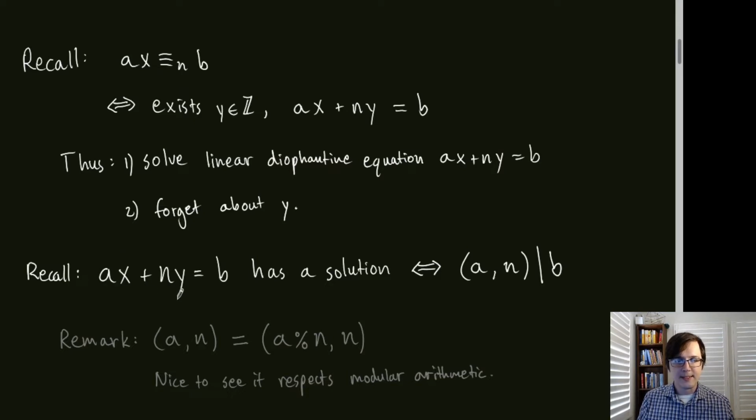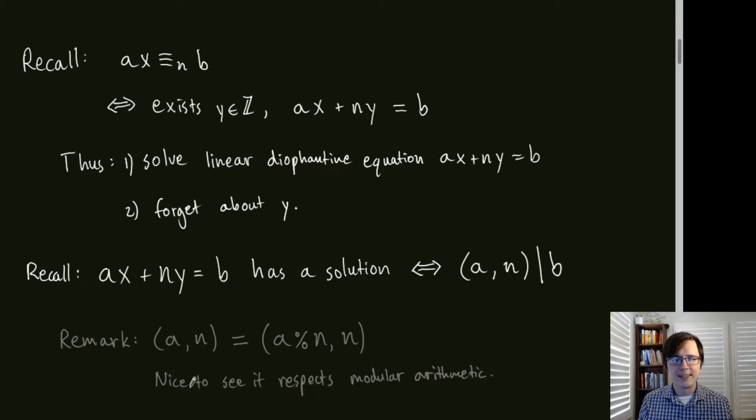So one thing that we saw was that these linear diophantine equations have solutions exactly when the GCD of the coefficients, in this case a and n, divides b. So when the GCD of a and n does not divide b, then there are no solutions. And we're going to focus on the case when it does divide.